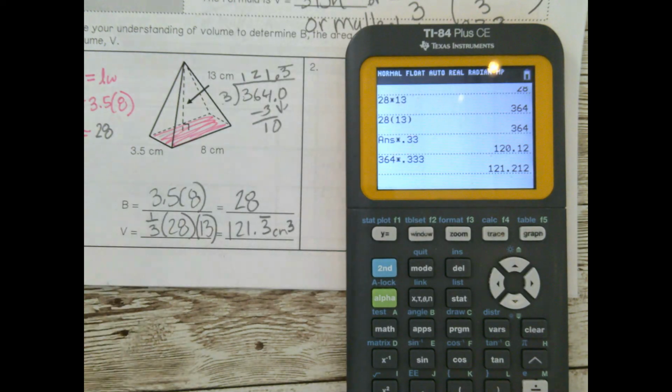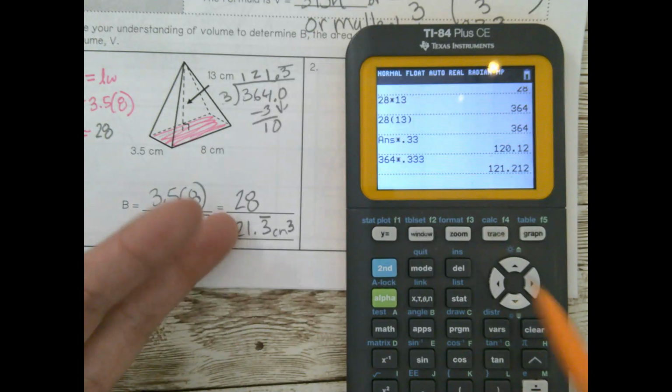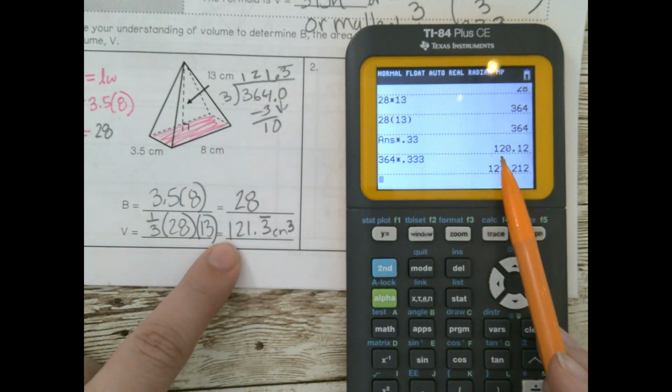But if it's fill in the blank, then is that going to be a right answer? No.